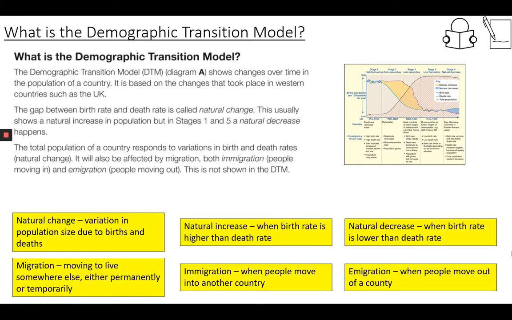This extract explains the demographic transition model. It refers to diagram A, which I've included in miniature on the right. Don't worry, we'll take a closer look at diagram A in a few moments. For now, we need to deal with a few of the key terms included in the main text. The definitions are shown in the yellow boxes. Pause the video to make your own revision notes and press play when you're ready.